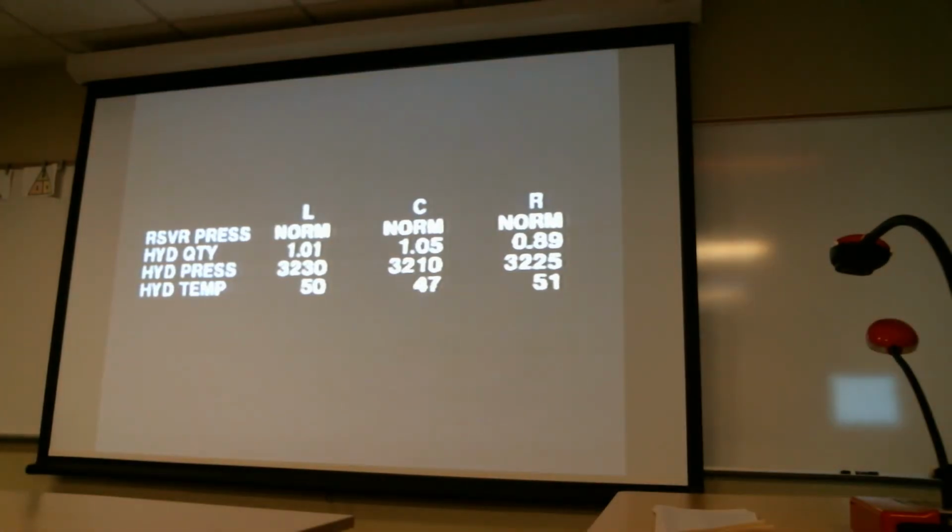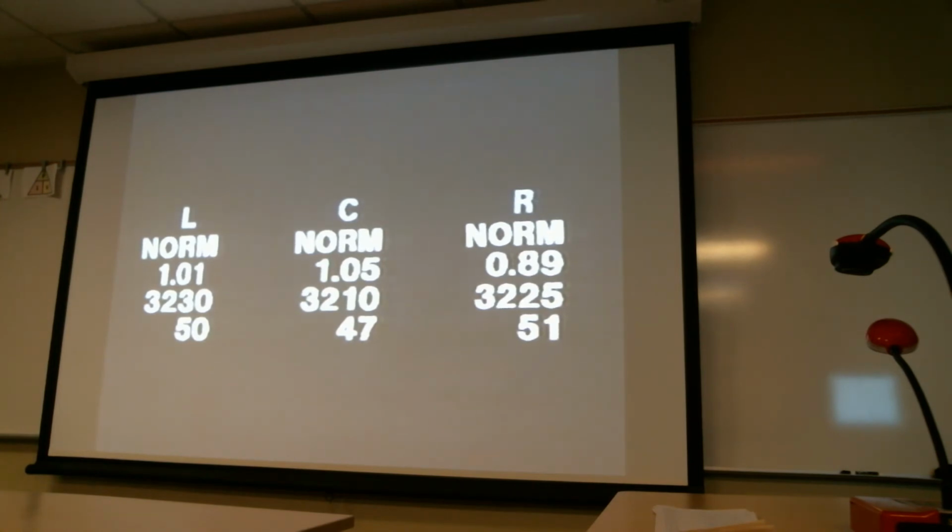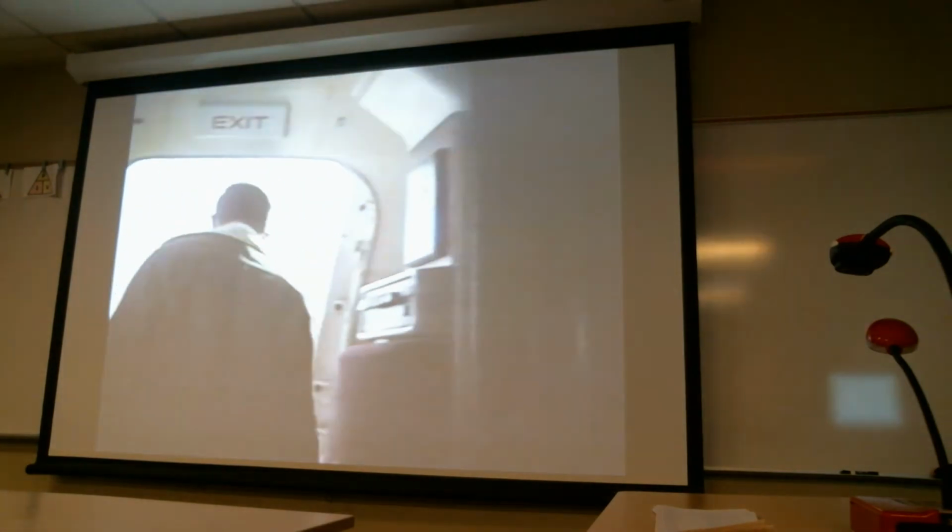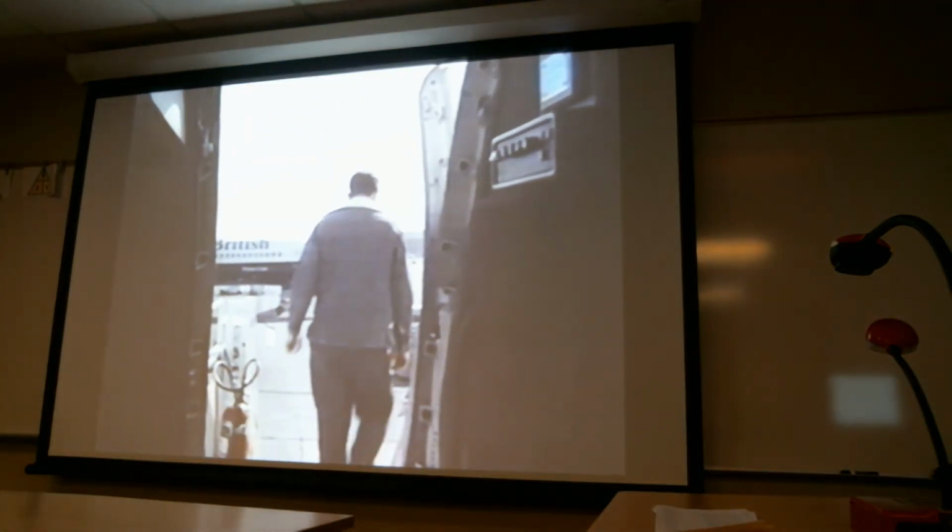The quantity reading should be, for the left and right system, between 0.88 and 1.11. For the center system, between 0.93 and 1.07. This completes the servicing procedures for the hydraulic system on the Boeing 757.